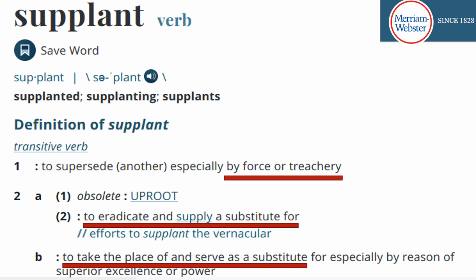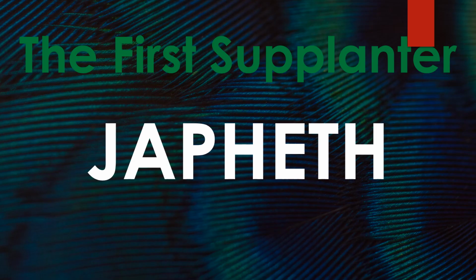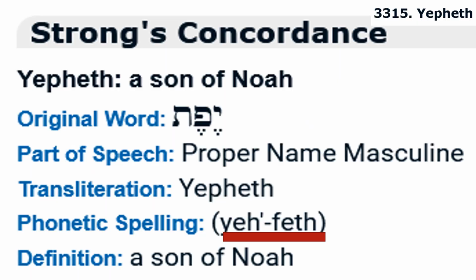And if you know anything about wills and trust, you know that when something like that takes place, the property that was taken would usually go back to the person that it was intended for. But we're not going to get into that now. What we are going to get into is the first supplanter, which is Japheth. Now, on the surface, when you are first looking at Japheth, there is nothing to indicate that Japheth means supplanter. But as we go on, you're going to see as we break this down that we are basically talking about the same dynamic.